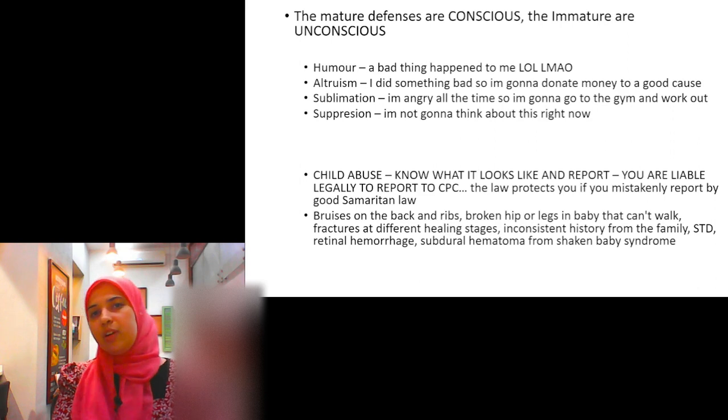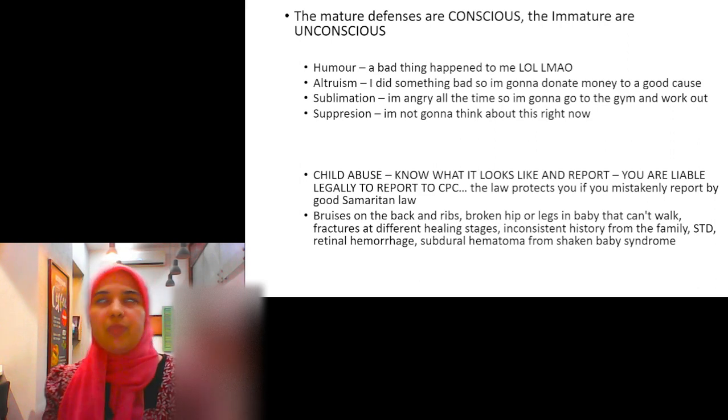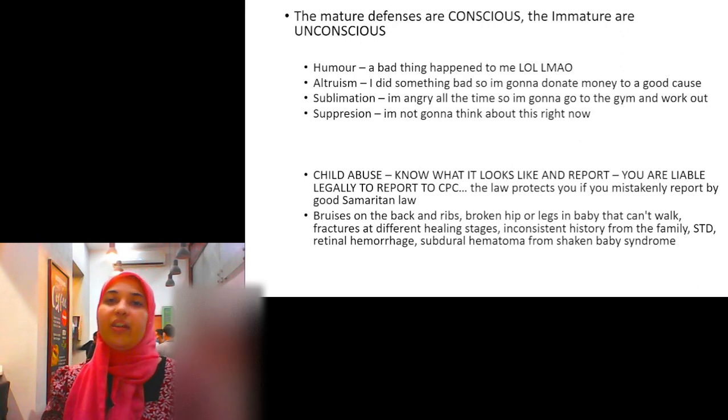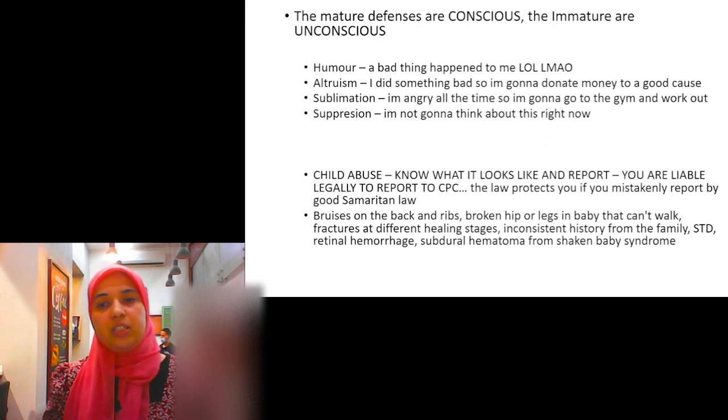You ask the mom, well, where did this bruise come from? Oh, she'll tell you something. And then you ask her, well, where did this fracture come from? Oh, it came from this. If she came to your office again and the baby came to your office again, you ask her about the bruises again or the fractures. You get a different story. So that's inconsistent history, right?